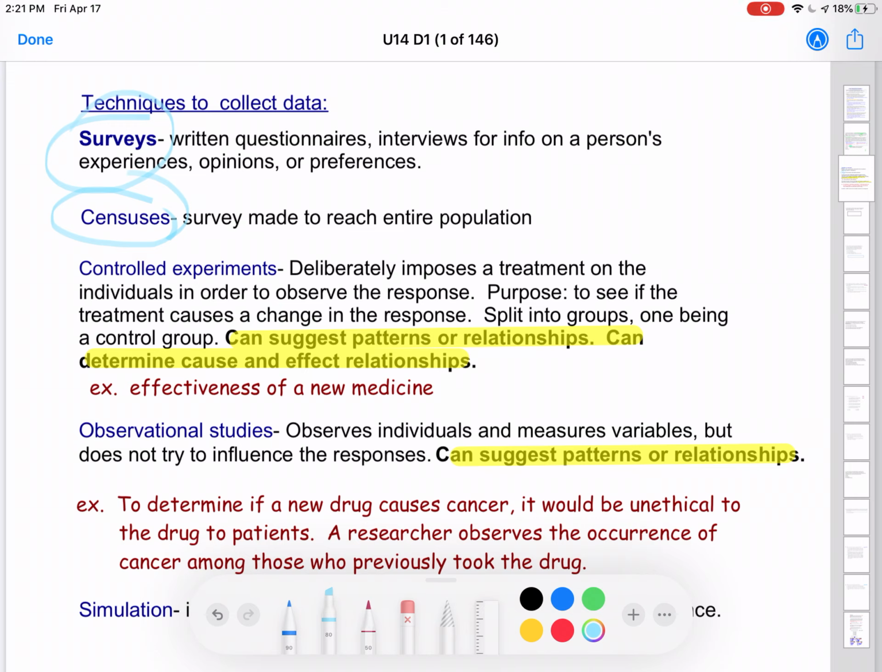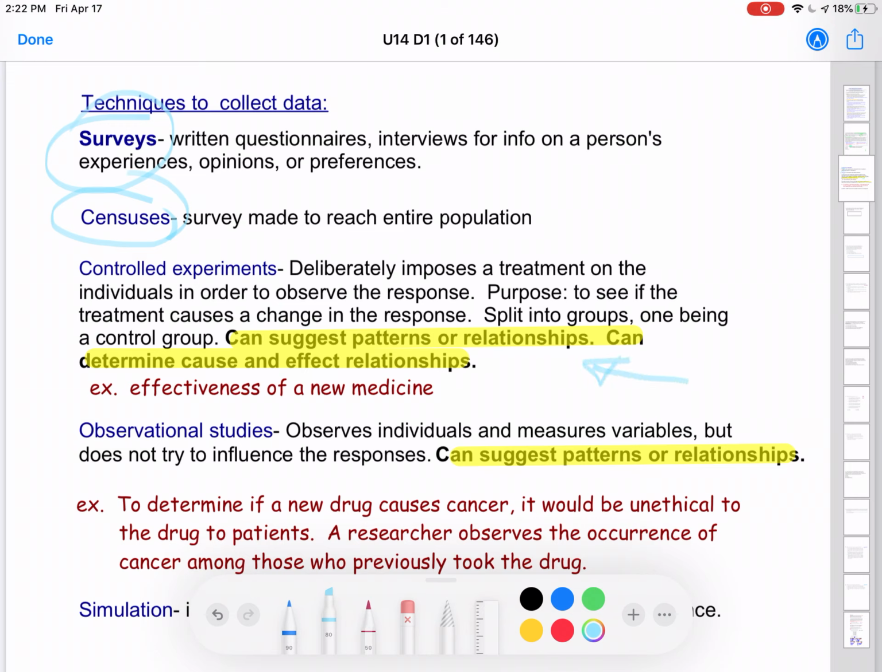Controlled experiments deliberately impose a treatment on an individual in order to observe the response. Okay, so this is super important. Again, I wish I was right there in front of you. A controlled experiment is when we're going to split up into 2 groups. One is the control group. Usually it'll be something with medicine, like we just said before. We want to see the effectiveness of a new drug. So they would give one group the drug and give one group what's called the placebo. Now, what's very important is what I highlighted here.